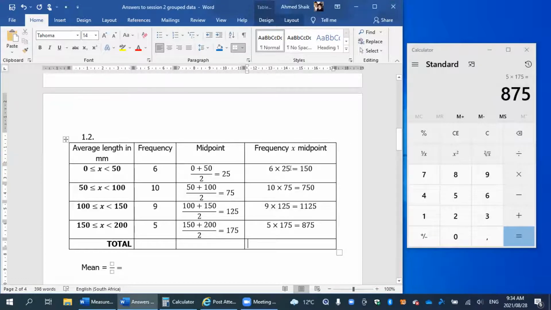So let's work out our total of our frequency times midpoint column. We've got 150 plus 750 plus 1125 plus 875. And that gives us a total of 2,900.